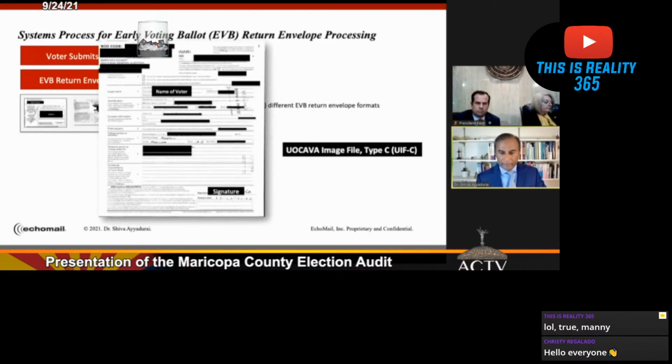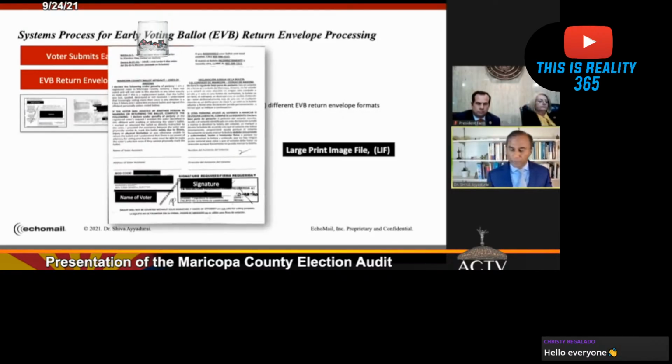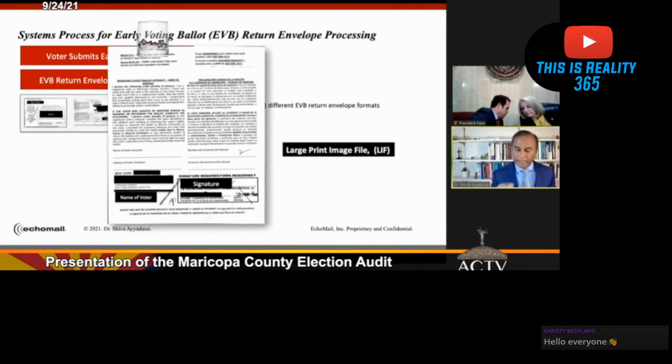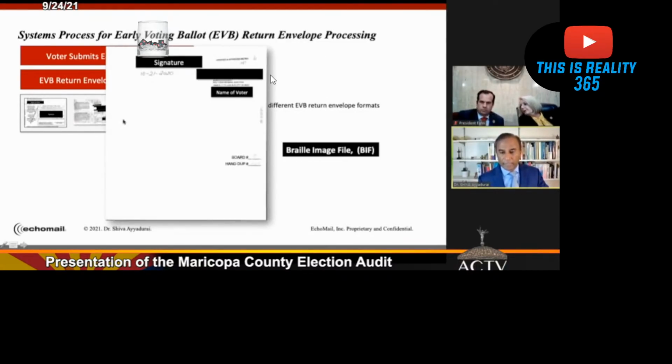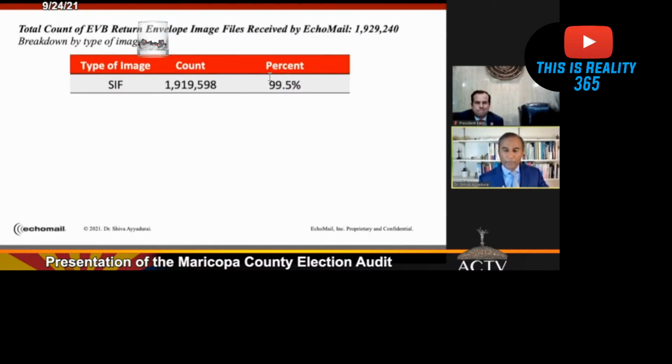All right? Then finally, we have large print image files, LIFs, and these are for people who have trouble seeing. So the instructions, everything are larger. And then finally, you have the Braille format. So again, six different image formats that we had to process. Let me walk you through the counts that we got.